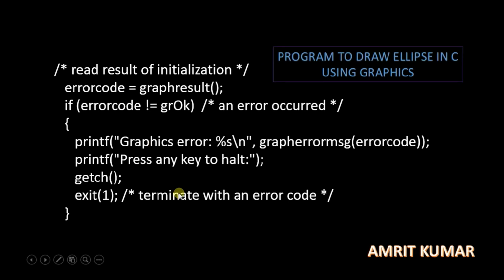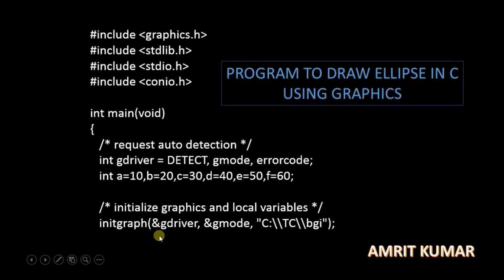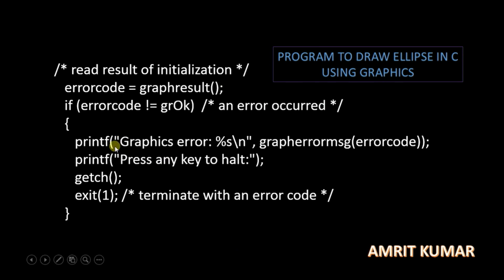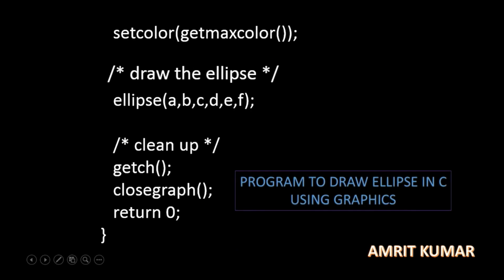After the initialization, I am writing my error code. If there is an error in the graphics, then this message is going to be printed, and it will terminate with an error code. If there is no problem with the initialization of graphics, then the error code will not be displayed. After that, I am using the function setcolor, which is used to set a color. Okay. This is also a predefined function, getmaxcolor, which is used to get the maximum colors under C. So setcolor is going to help you set a color according to getmaxcolor.